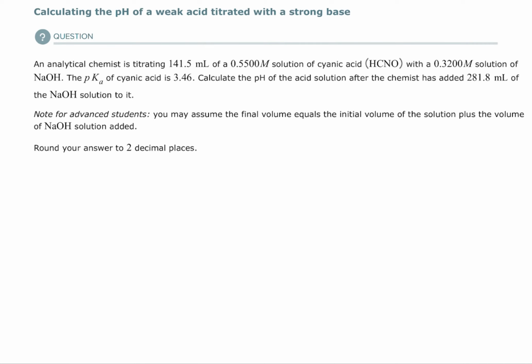We'll see what we have here. So I've got some cyanic acid and I've got some sodium hydroxide. Sodium hydroxide is a strong base and it's going to completely dissociate. The cyanic acid is weak, so it's not going to totally dissociate, but the acid can eat it up if there's enough. So let's put it together and see what we can find.